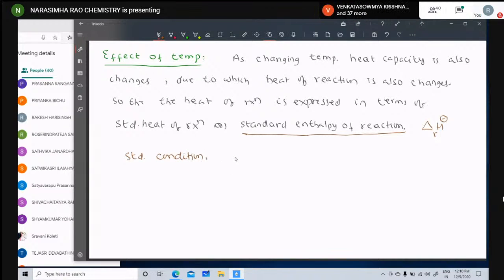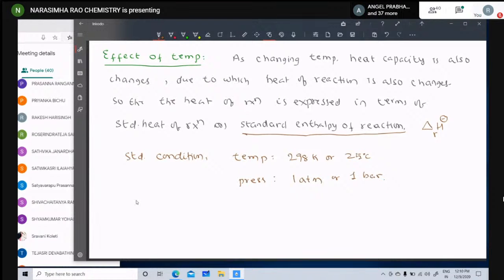Okay. So standard temperature in thermodynamics is 298 kelvins or 25 degrees C. Standard pressure, if we take, is either 1 atm or 1 bar.